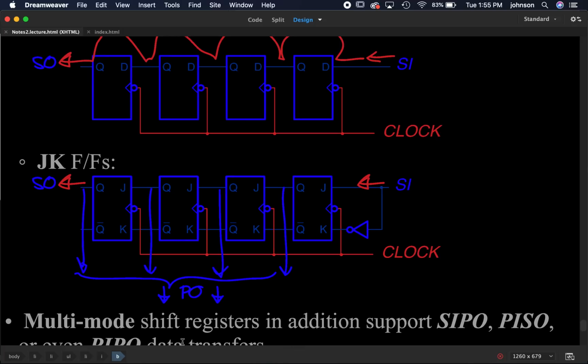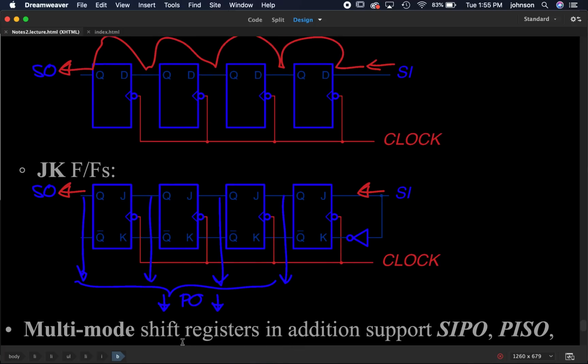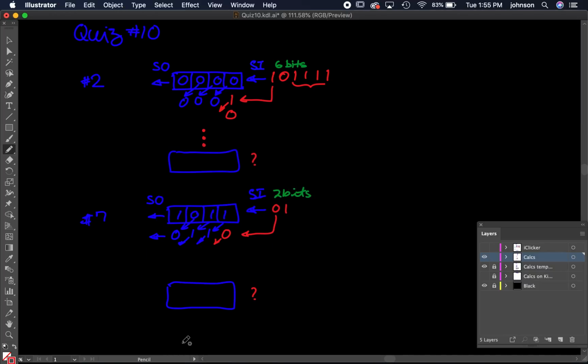So let's take a look at a couple examples of this, and for that purpose we're going to switch over to the artboard. So on quiz number 10, I have a couple shift registers. They can either be D or JK, it doesn't really matter, just more for illustration purposes here. So let's take a look to see how this one works.